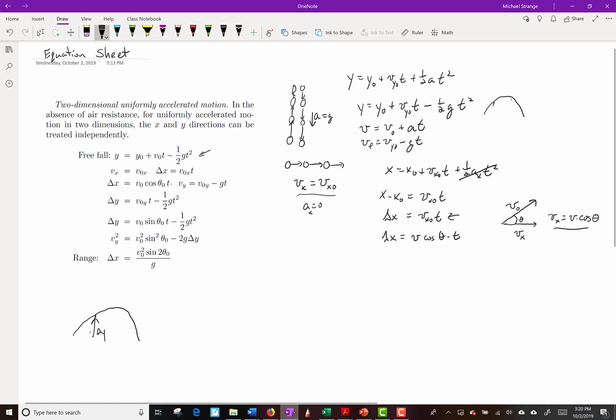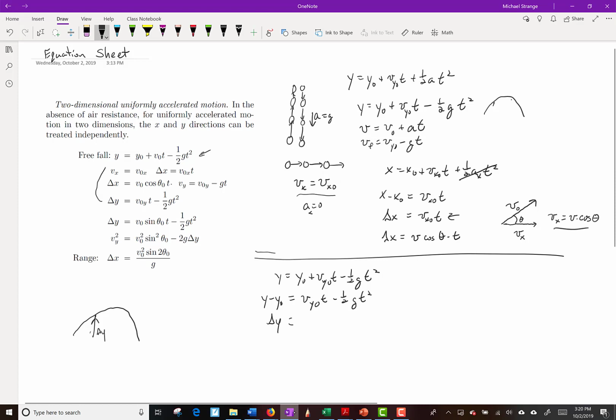So if I go back, I'm going to take that equation. y equals y naught plus vy naught t minus 1/2 gt squared. Now we just move this over, so you get y minus y naught, and that's your delta y. So vy naught t minus 1/2 gt squared. So this is delta y equals all of that. So that's this equation. This one comes from this one up here. These are actually the same equation.